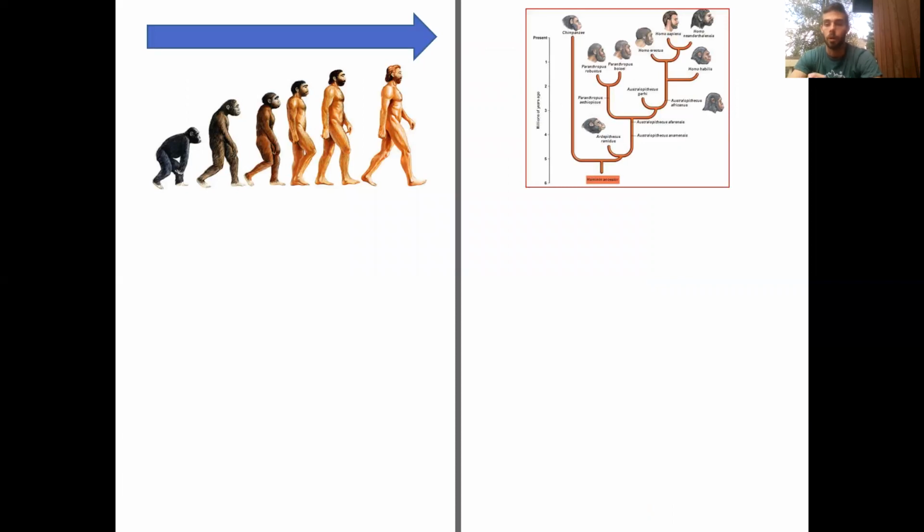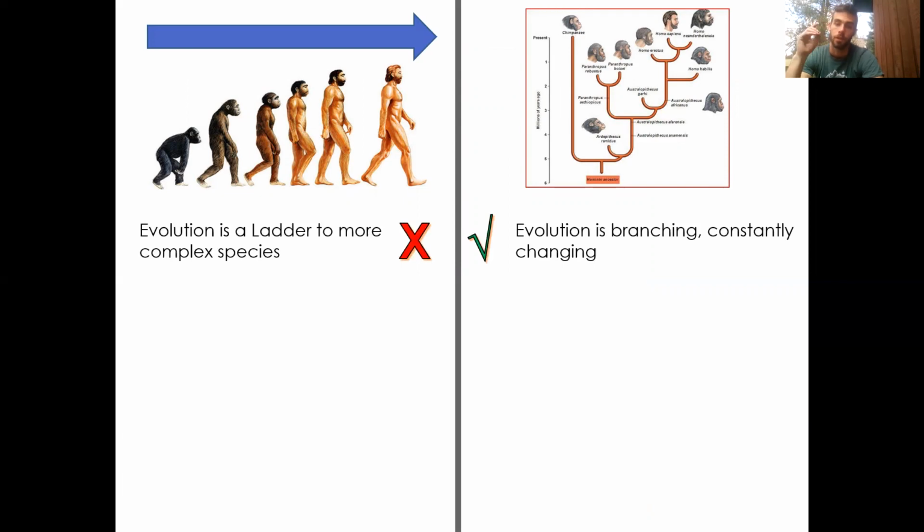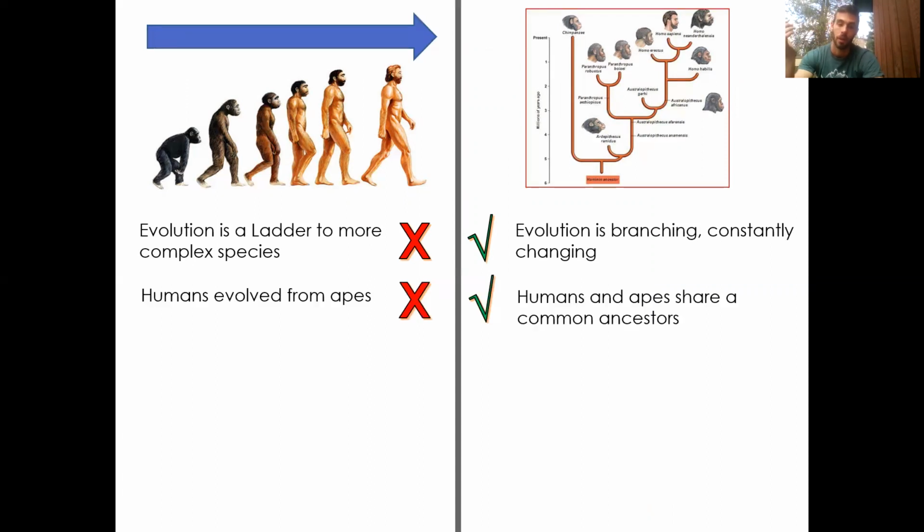So I want to bring back this very linear progression of evolution versus the phylogeny of evolution. So remember, things aren't more complex than each other. Evolution is branching and constantly changing. Humans didn't evolve from apes, we just share a common ancestor with apes.